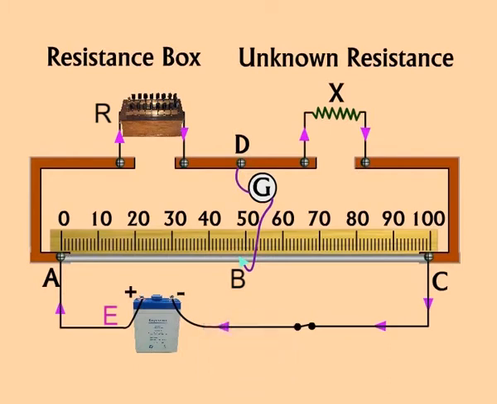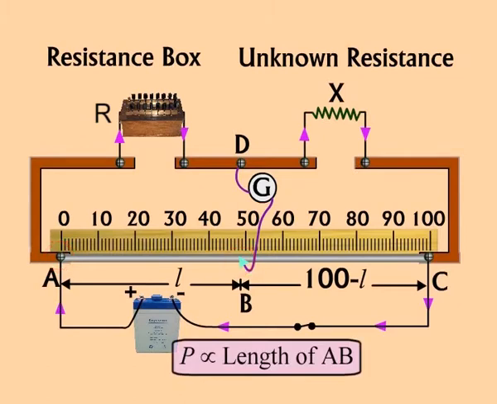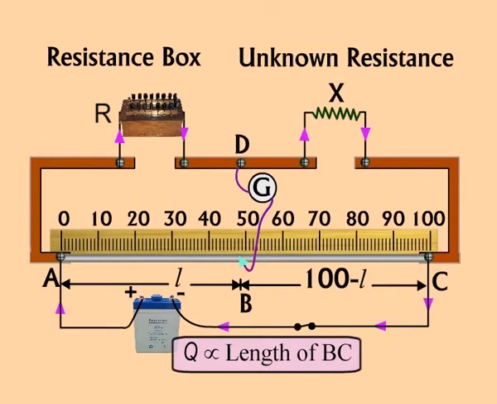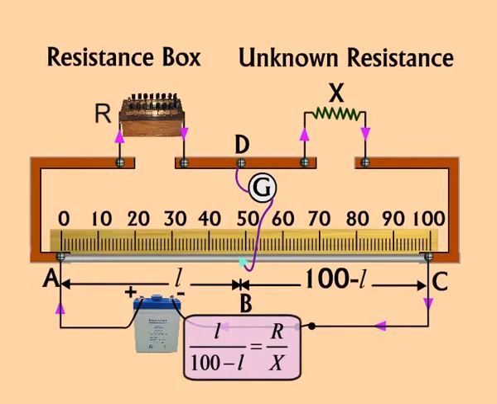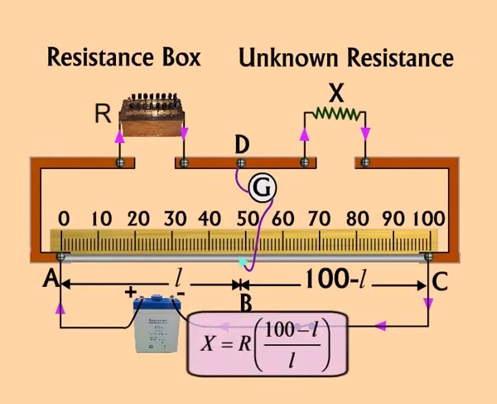If the wire of the meter bridge is of uniform area of cross-section, then the resistance of AB is proportional to the length of AB, and resistance of BC is proportional to the length of BC. If AB is equal to L, then BC would be equal to 100 minus L, as length of wire is 100 centimeter. Since R and L are known, hence unknown resistance of the given wire can be easily determined as L upon 100 minus L is equal to R upon X, or X is equal to R into (100 minus L) upon L.